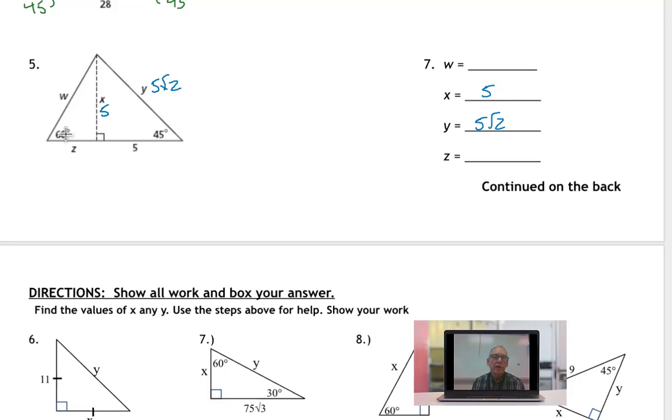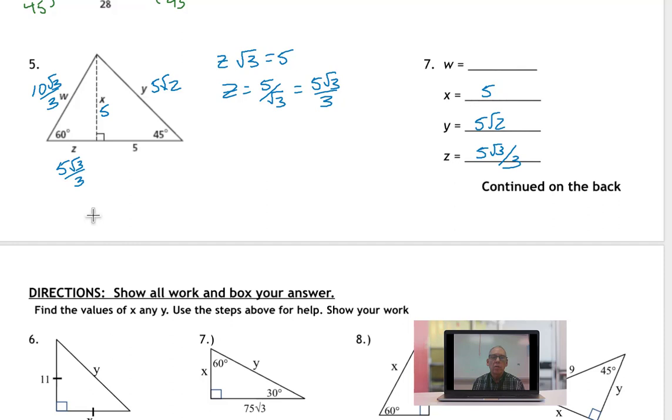Now looking at this 30, 60, 90 triangle, the medium-sized length opposite the 60 is 5, and that was z times the square root of 3. The short side times square root of 3 came out to be 5. So z is going to be 5 divided by square root of 3, which gives us 5 root 3 over 3. And the hypotenuse is going to be double the short side, so the hypotenuse is going to be 10 root 3 over 3.